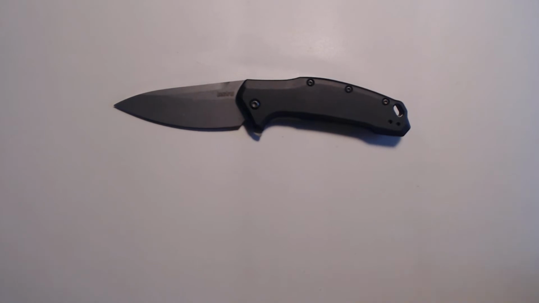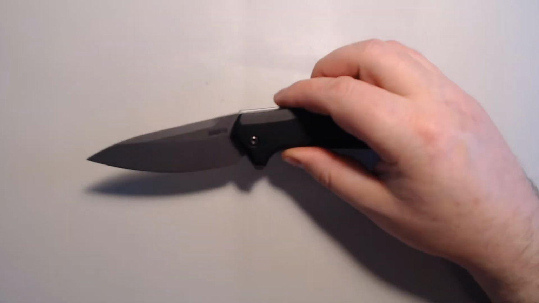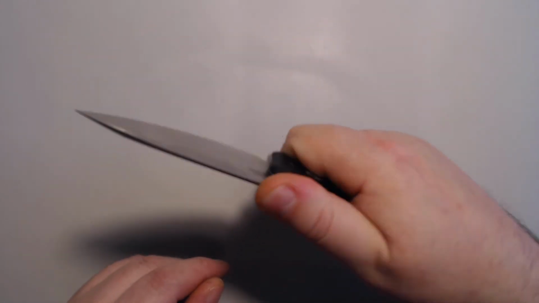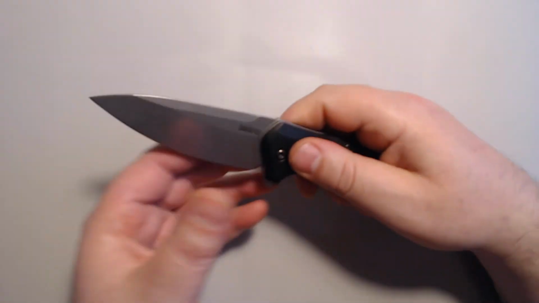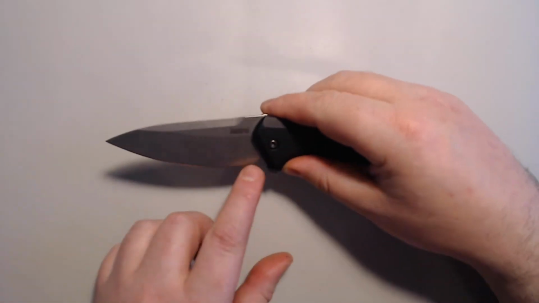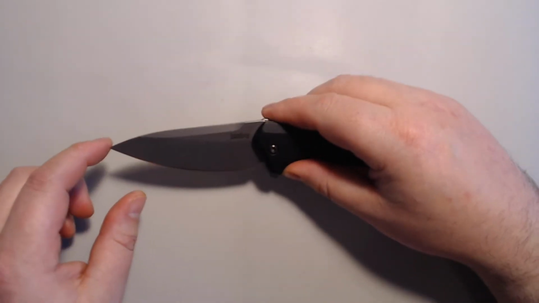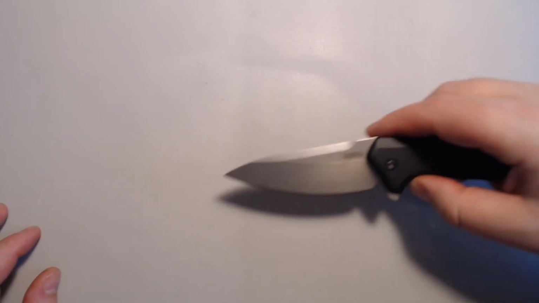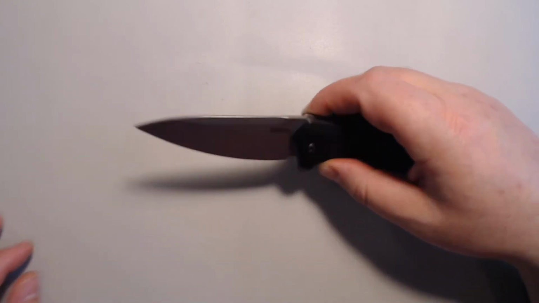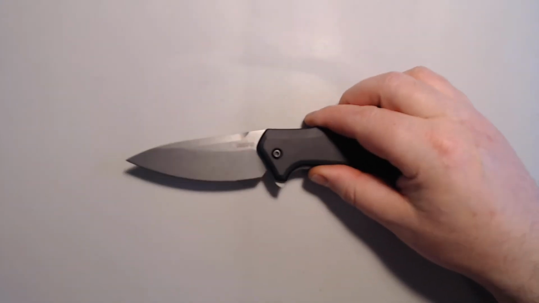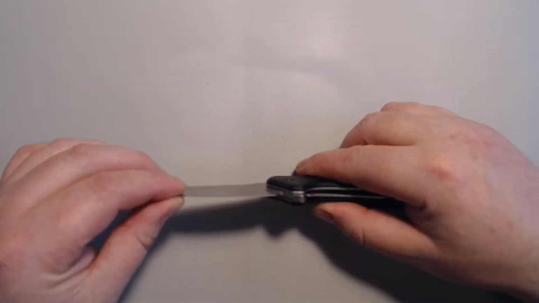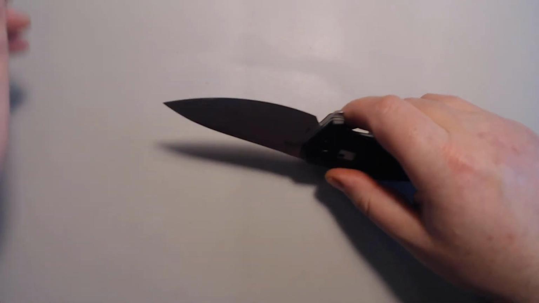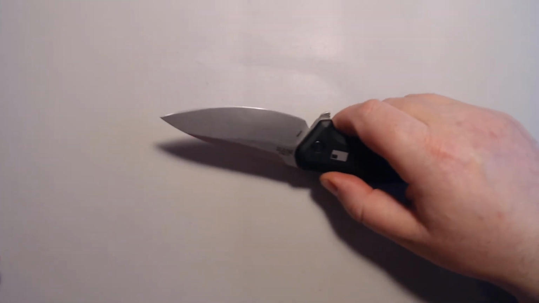Now, as I said, the ergos on this thing are great. It sits in the hand very nicely. The blade shape, there's no flat to it. It's all belly, and it's got a nice tip for penetrating into whatever it is you'd like to be cutting. It's very, very narrow behind the edge. It's quite a slicey knife.